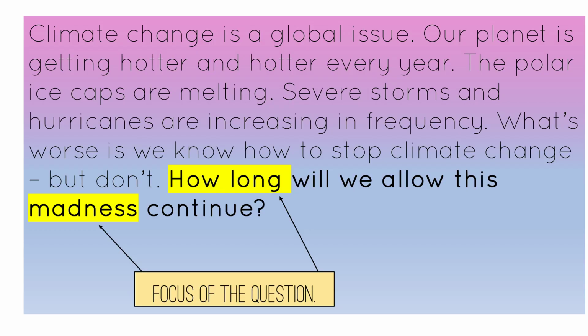So the madness is this idea that our behaviour towards allowing climate change to happen is madness, that we're crazy, that humans are a bit insane letting this happen. And the how long is basically this idea that too long has passed already, too much time has passed already, we need to act quickly. And that's a really good rhetorical question there. And now let's look at the third type of question.